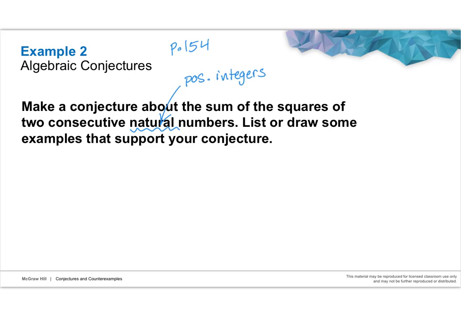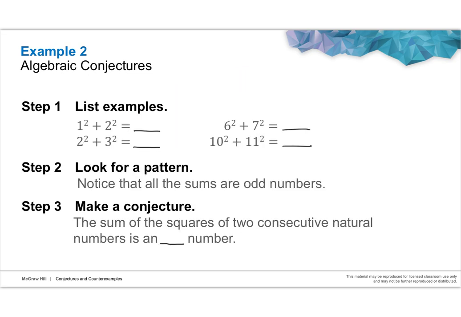So when you think about integers, those are your kind of tick marks down a number line. So whole numbers and their opposites. Natural numbers, if we say positive integers, remember that does not include zero there. So two consecutive natural numbers would be one after another. So the counting numbers, basically. We're going to list or draw some examples that support our conjecture.